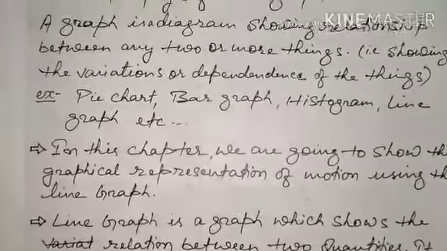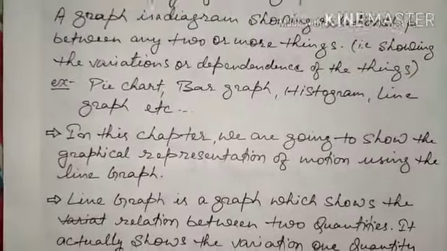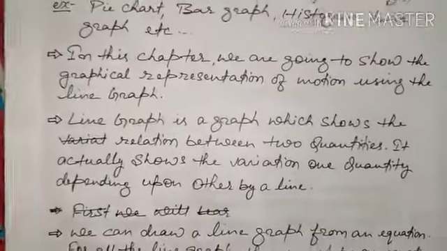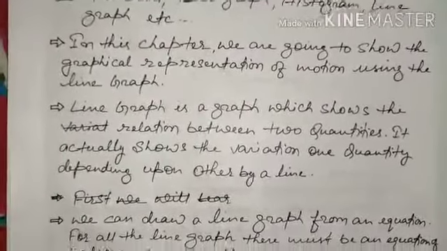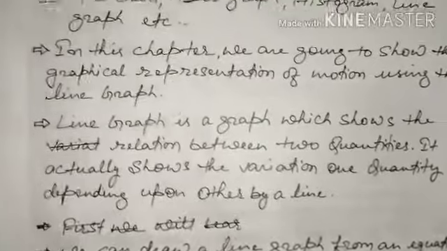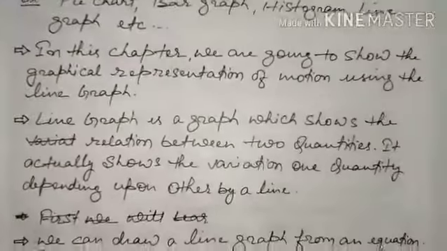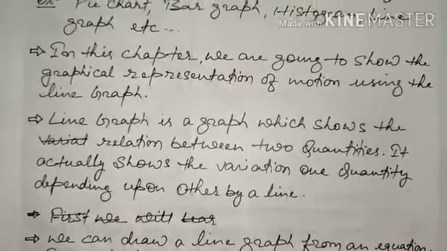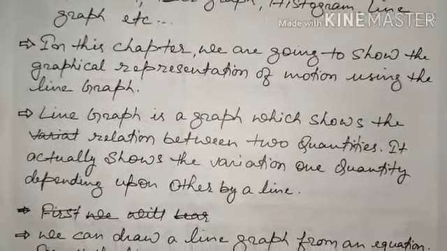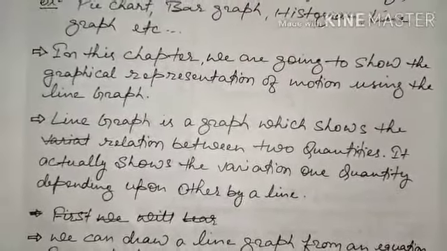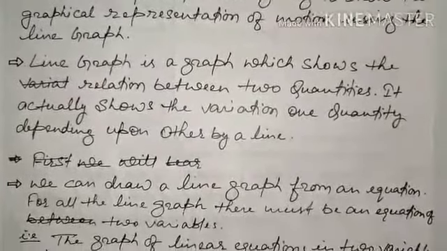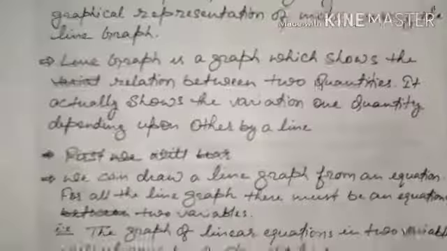Examples of graphs are pie chart, bar graph, histogram, line graph, etc. In this chapter, we are going to show the graphical representation of motion using the line graph. I think you must have studied about line graph in your class 8 also, and learned many things from there.